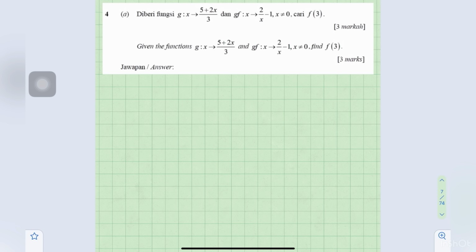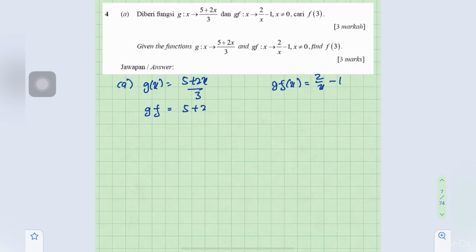Okay, question number 4. Given the function g(x) equals to 5 plus 2x over 3 and gf(x) equals to 2 over x minus 1. Okay, so dia suruh cari function f(3). Okay, before find f(3), kita kena carilah f(x) dulu kan? So, kita kena cari function f dulu. So, now from g(x) equals to 5 plus 2x over 3 ni, kita boleh cari g(f). So, equals to 5 plus 2f over 3. Okay, so ni gf, ni pun gf. So, kita samakan dengan 2 over x minus 1.